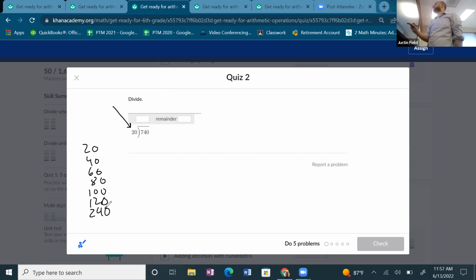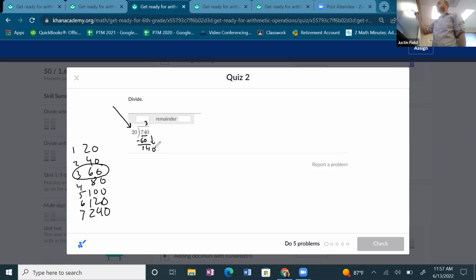Okay. So now we got 1, 2, 3, 4, 5, 6, 7. That should serve me well. Maybe I could go up to 9 if I have to. So 20 goes into, let's just do 74. How many times does 20 go into 74? Looks like 3 times. So put the 3 and then multiply and then subtract, and we get 14.